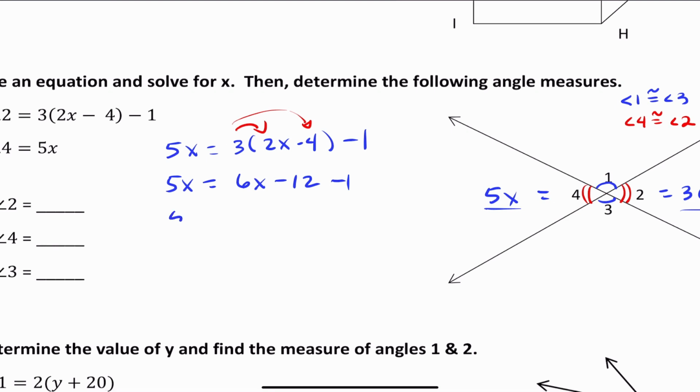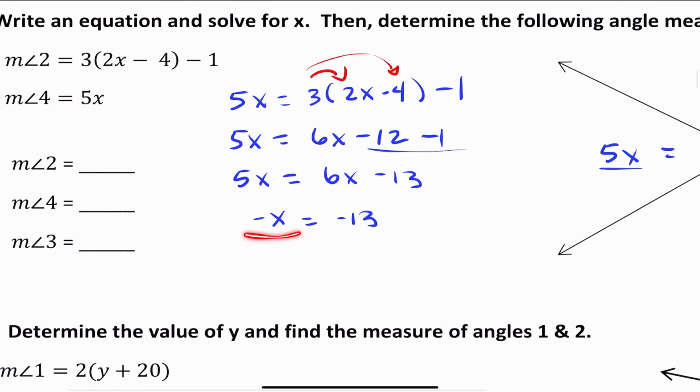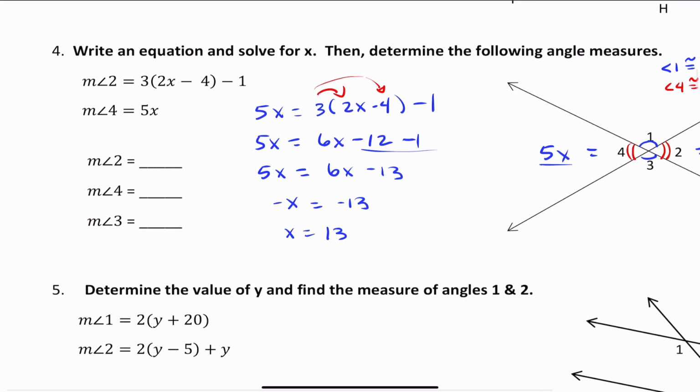Then I'm going to combine like terms. So 5x is equal to 6x minus 13. Then I'm going to subtract 6x from both sides because I want the variable on the left-hand side and the number on the right-hand side. So I got negative x is equal to negative 13. Then you just divide by negative 1, because negative x is the same thing as negative 1 times x. So you divide both sides by negative 1, and a negative divided by a negative is a positive. So there you go, you figured out what x is equal to.